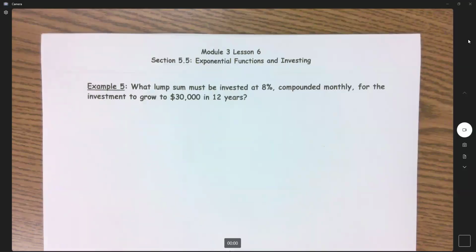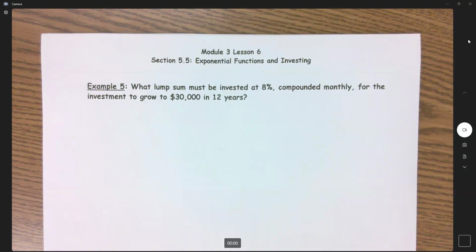So the first half of this lesson, examples 1 through 4, should have been very, very easy, very straightforward. It is calculator work, it's plug-in and chug-in, if you will. Examples 5, 6, and 7 require a little bit more work, and this is where we need to be able to solve exponential equations by hand.